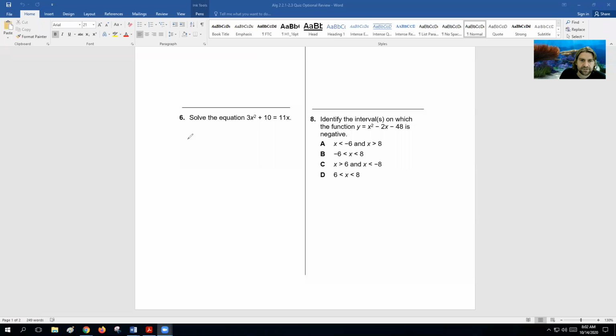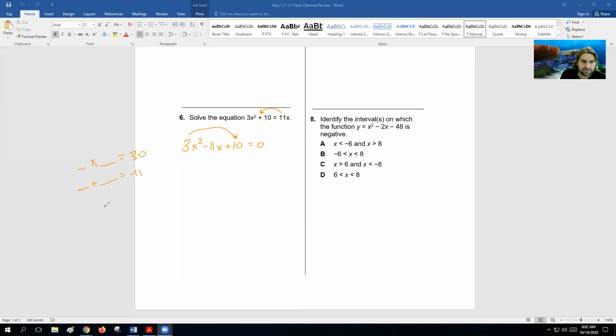If you can do this one, you should be able to do both of those on the test. So if I want to solve this, the first thing I need to do is make this equal to 0. So I have to subtract the 11x over. We get 3x squared minus 11x plus 10 equals 0. Then I need to factor this to solve. Since I have a number in front, I need to multiply. So I have to figure out what two numbers multiply together to give me 30 and add together to get negative 11.